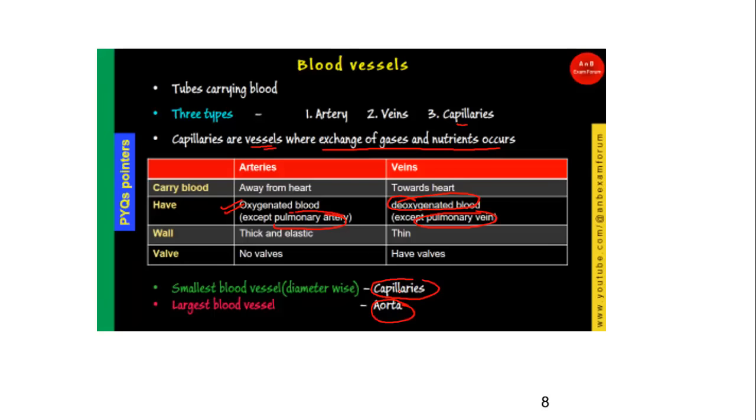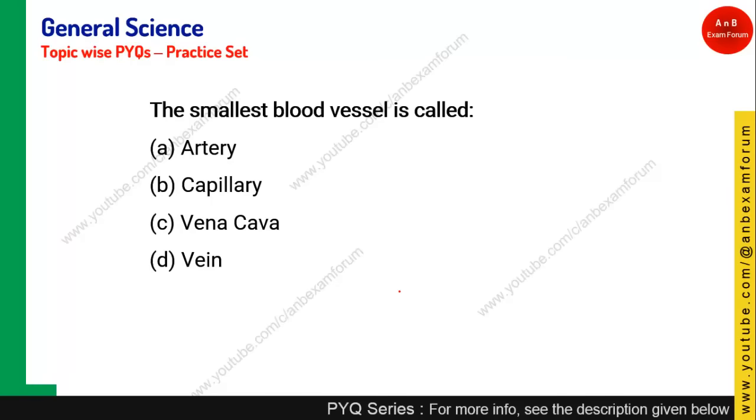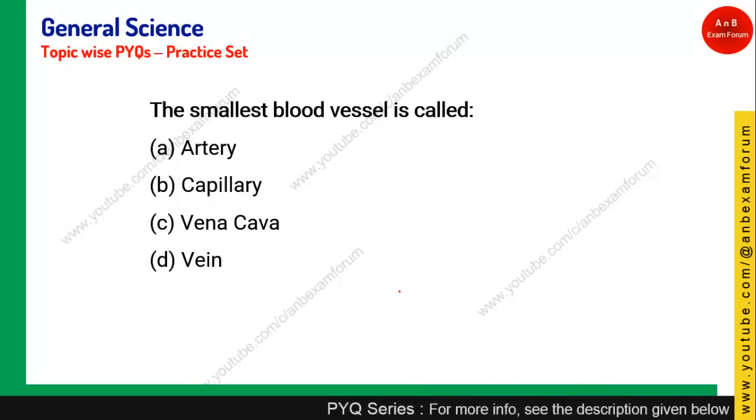Aorta is the largest blood vessel. It carries oxygenated blood and it is going to be spread throughout the body from the heart. Okay, the smallest blood vessel is called what? So the smallest, largest, longest, all these are important topics in this chapter. Just now I told you the smallest blood vessels are the capillaries. Capillaries are the smallest blood vessels. So those who have given option B, they are right.